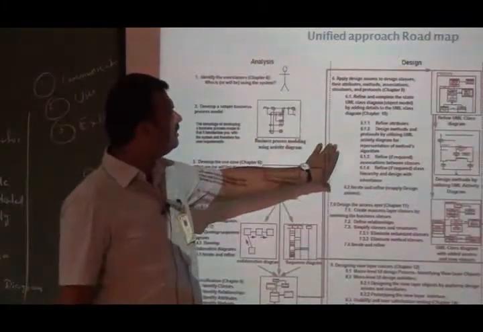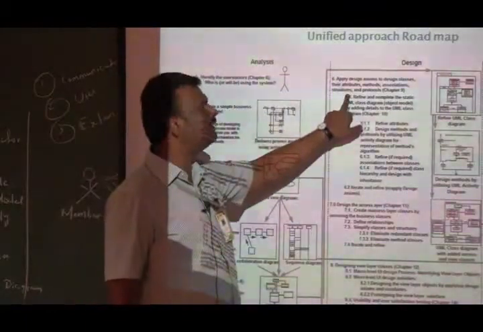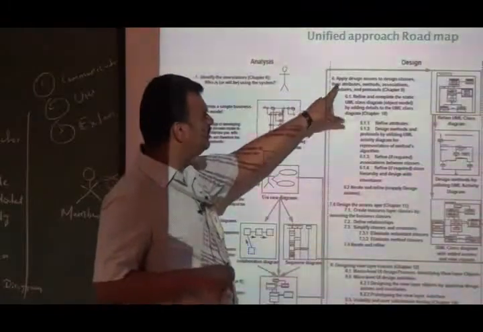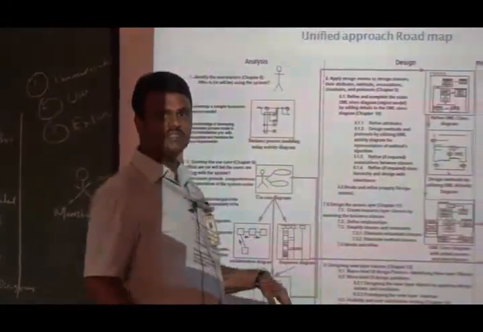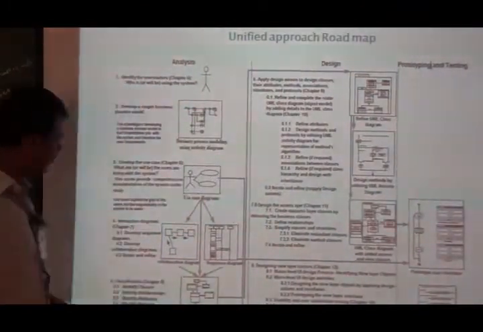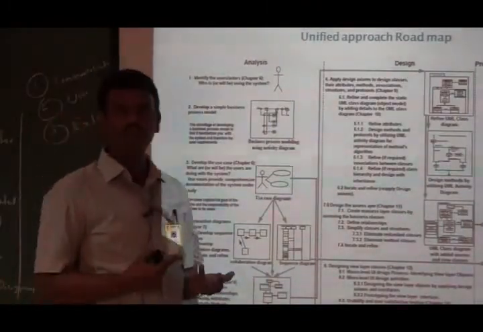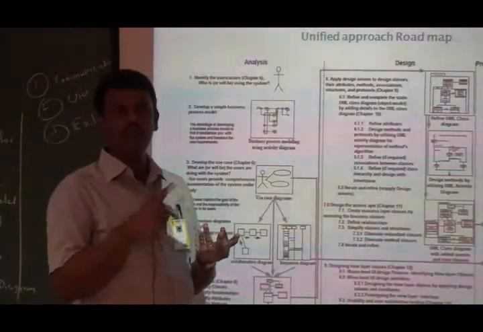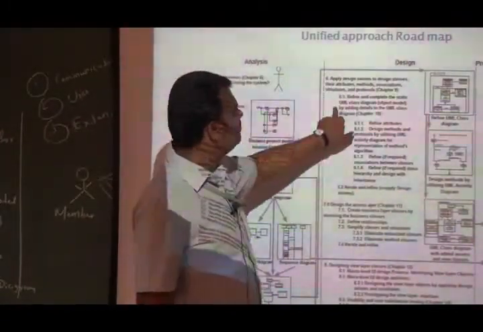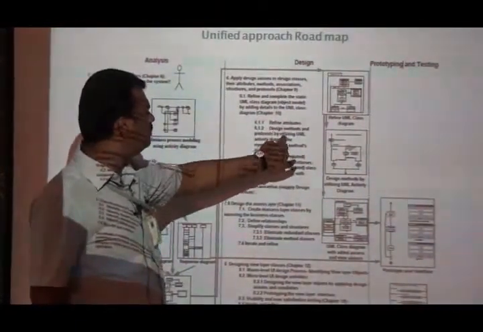The next one is the design part. After that we are going to apply the design axioms. What are the different types of axiom? The independence axiom and the information axiom. We apply the design axioms for designing the classes, attributes, methods, and the associations identified during the analysis phase. How to identify the classes? There are different approaches for identifying the classes: the noun phrase approach and the common class pattern approach. After applying the design axioms to the classes, we refine the attributes, then design the methods.